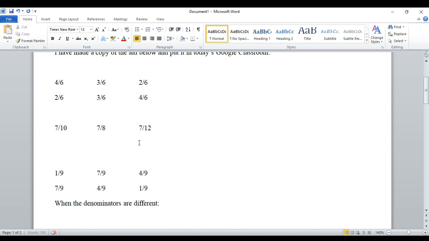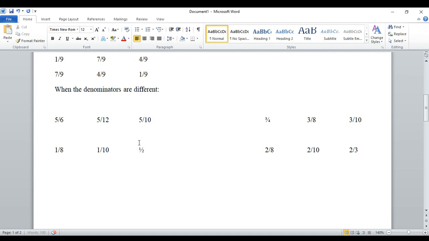Then when we come down here to when denominators are different, that can be a little bit trickier. The nice thing that IXL has done is it has kept the numerator the same, which makes our thinking a little bit easier. So if we have 5/6 and 5/12 and 5/10, we need to think about it this way.